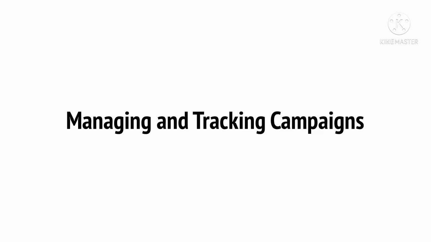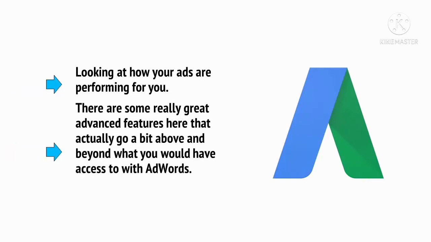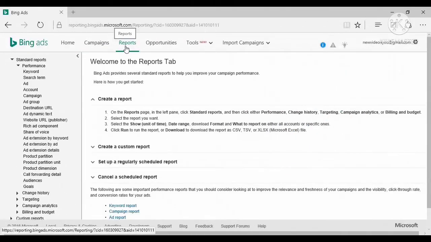For now though, we want to focus on the other most important aspect of running your Bing Ads campaigns, which is tracking the success of your adverts. In this case, that's going to mean looking at how your ads are performing for you. And there are some really advanced features here that actually go a bit above and beyond what you would have access to with AdWords. We'll delve into these in more detail in the next video. But for now, make sure you're watching your basic metrics like a hawk.